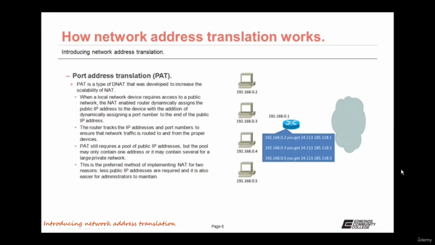The router tracks the IP addresses and port numbers to ensure that network traffic is routed to and from the proper devices. PAT still requires a pool of public IP addresses, but the pool may only contain one public IP address, or it may contain several for a large private network. This is the preferred method of implementing network address translation for two reasons. First off, there are fewer public IP addresses required, and it makes it easier for an administrator to maintain.